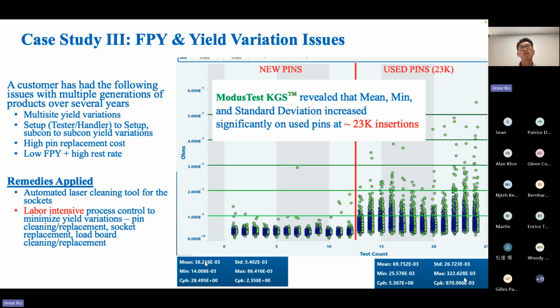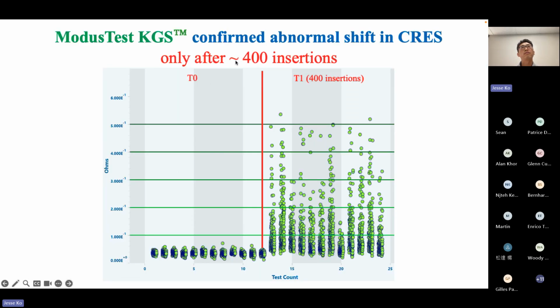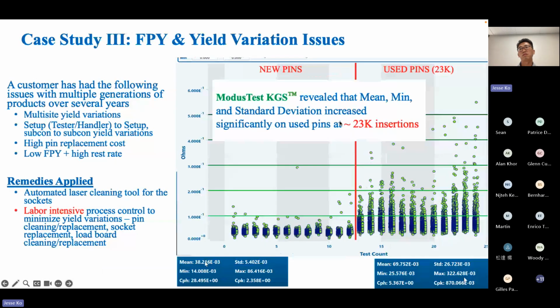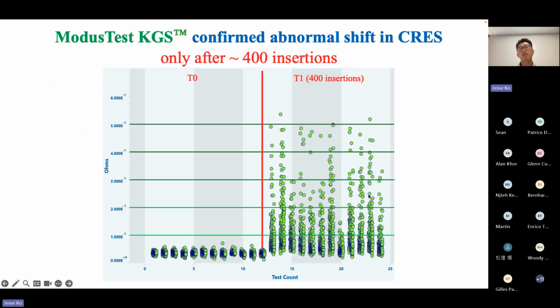So we took the next step and came up with a DOE to perform analysis on CRES measurement. Surprisingly, we found that this shifting of CRES measurement was happening after only 400 insertions, right? Basically the same signature as at 23,000, but happening at a very early stage of the life of the pins. We're like, wow, this is not right, okay?